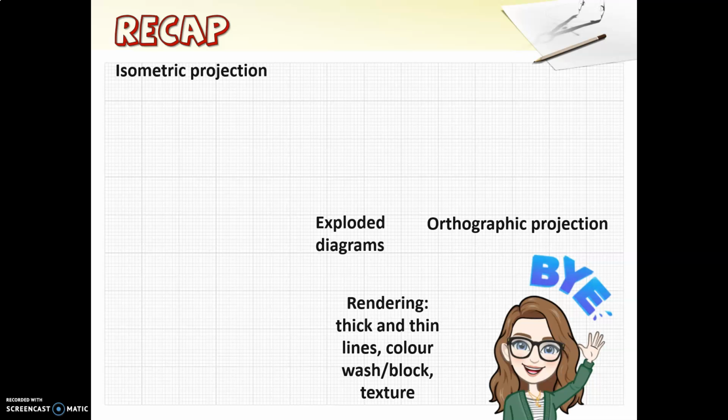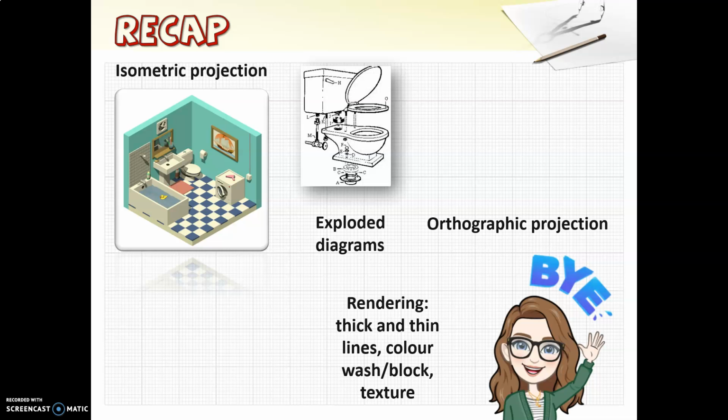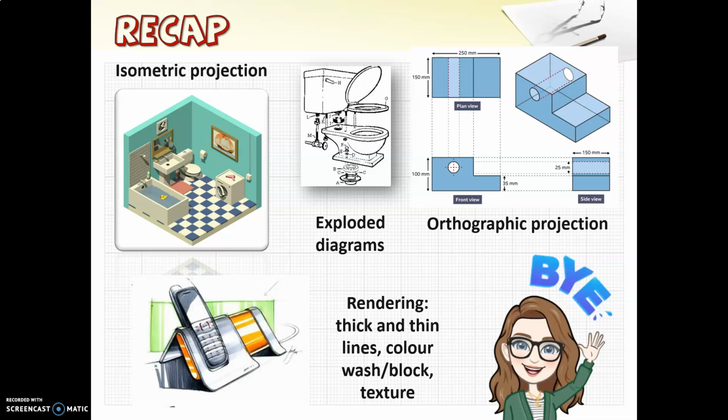So let's recap. We've gone through isometric projection, which is using 30-degree angles. We've looked at exploded diagrams, which show all the component parts. We've looked at orthographic, where everything is lined up nice and neatly, and we include dimensions. And we've looked at rendering: thick and thin line, colour wash, colour blocks, and textures.